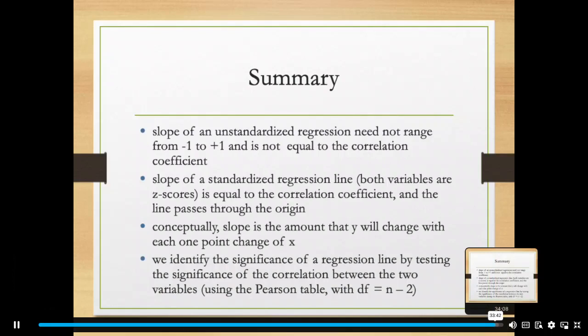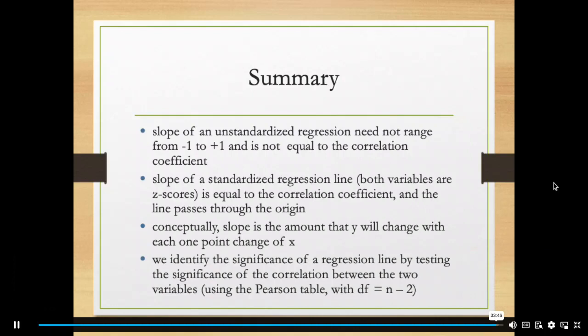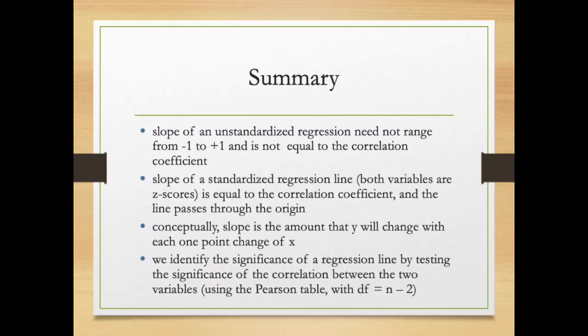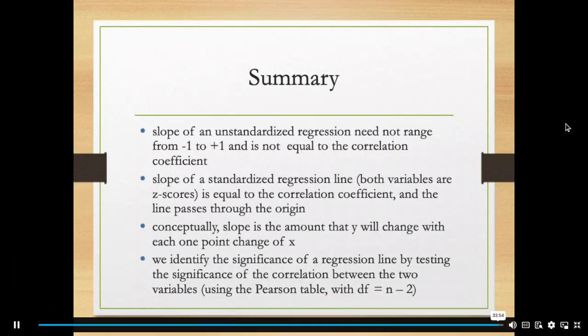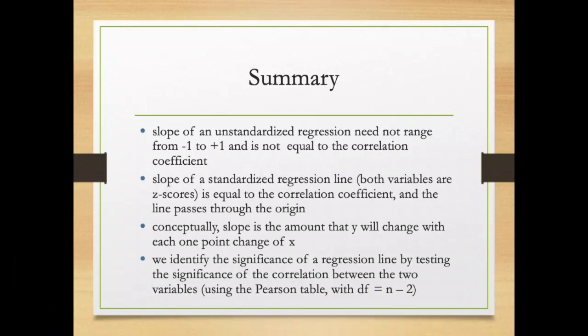And conceptually, the slope is the amount that y will change with each 1-point change in x. This tracks back to your very first intuitive definition of the slope, rise over run. The slope can be thought of as the amount of rise for every single point of run. And finally, we identify the significance of a regression line by testing the significance of the correlation between the two variables using the Pearson table with degrees of freedom equal to n-2.